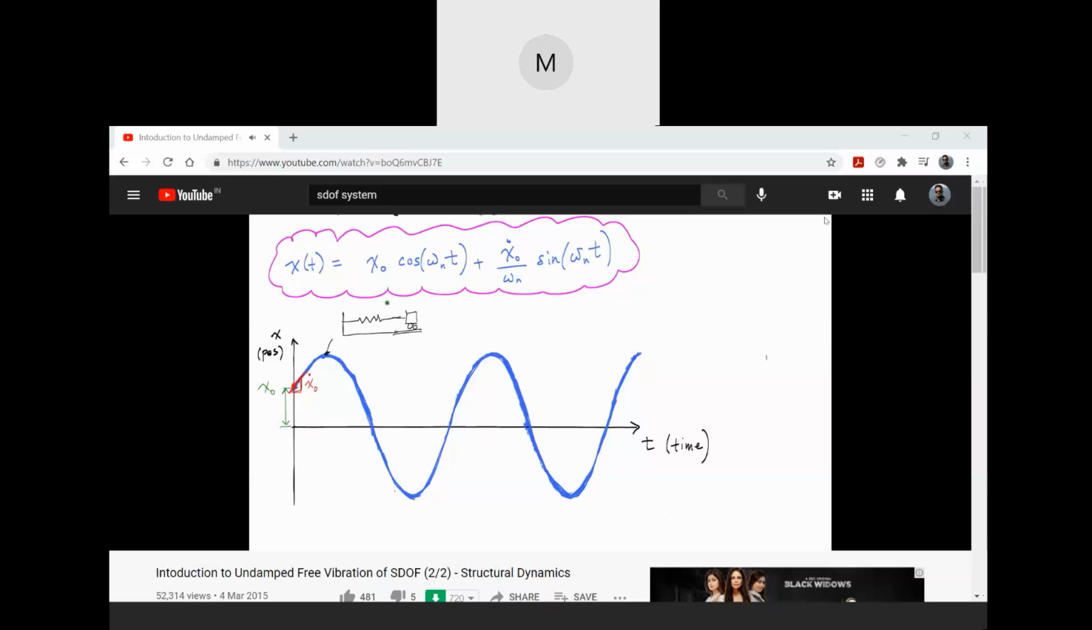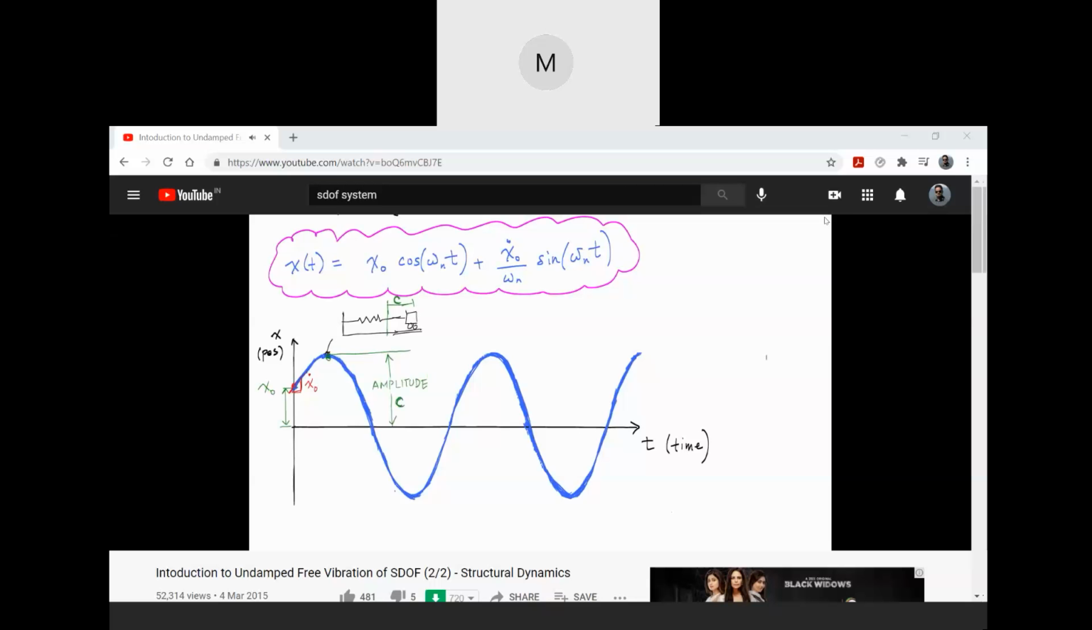So if this right here were the equilibrium point, this is the maximum distance traveled, or the amplitude of the vibration. So this distance from here to here represents the amplitude of vibration. We could just call this value c.